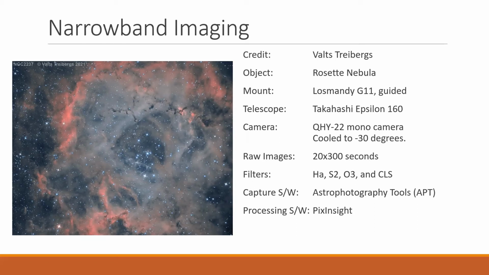You'll also notice that there's another category here called filters. Ha, S2, and O3 are the ones that I want to focus on here. In a regular camera, a Canon camera or other broadband cameras, we take pictures of the whole spectrum, all of the light from the visible spectrum, all the light that we as humans can see.